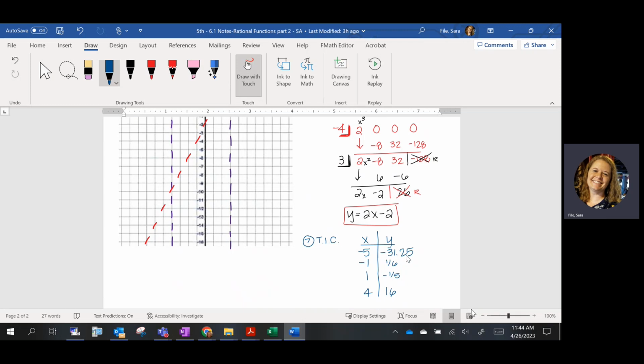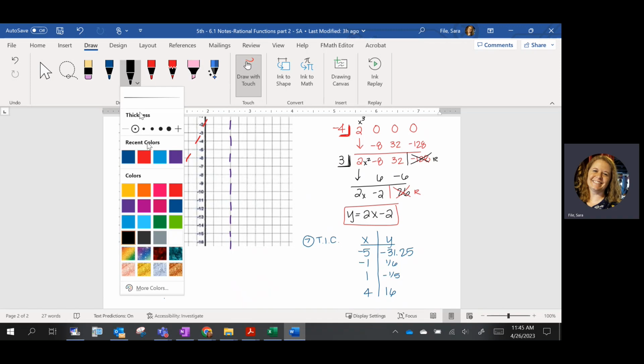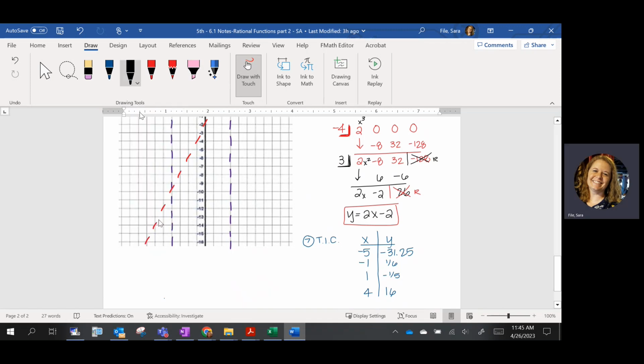So at -5, -31 and a quarter, that's not even on my graph, right? It's going to be way down here, wouldn't it? Okay, but I can see it would fall in this sector between these two asymptotes, wouldn't it? So that tells me that my curve is between these two asymptotes because that's where my function exists here. It's below the slant asymptote, but left of the vertical asymptote. So it's in this little sector created here. Does that make sense?